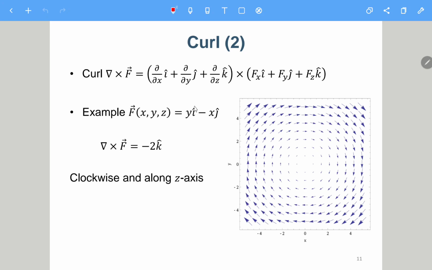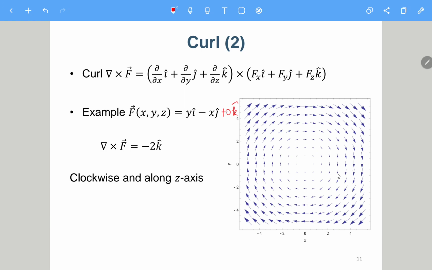So y is the x component, negative x is the y component, and you can also regard this as plus 0 k hat. Adding 0 doesn't change anything. Here we try to draw it out as shown in the right figure. How to draw it out is not so difficult, although it takes time.